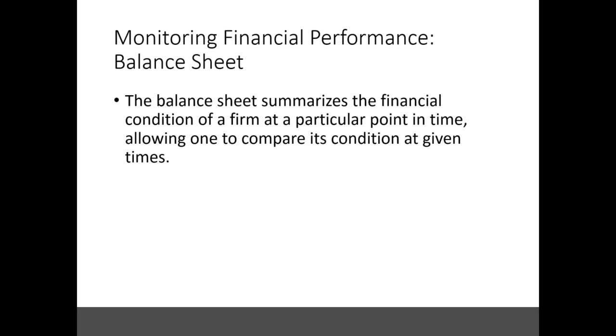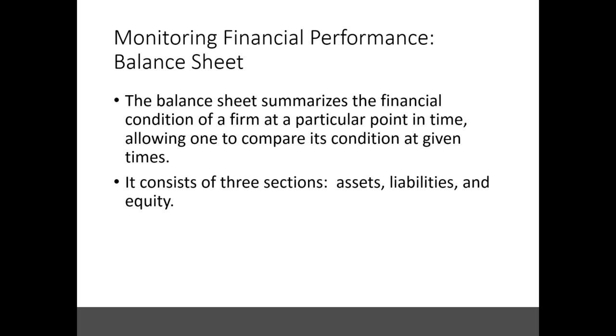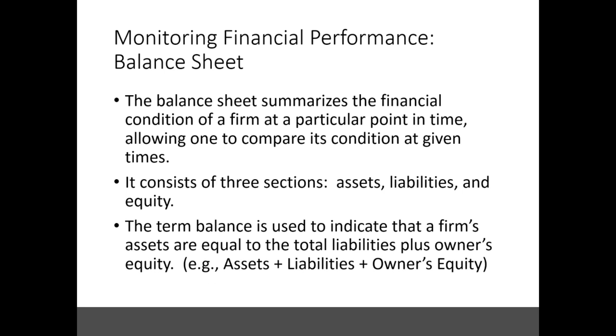The balance sheet summarizes the financial condition of a firm at a particular point in time, allowing one to compare its condition at given times. Hey, you're better at this time of year than at others. Your balance sheet basically lists three things: your assets, your liabilities, and your equity. So again, balance sheet has assets, liabilities, and equity.